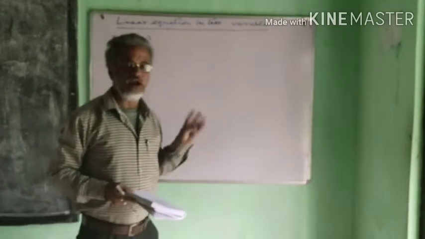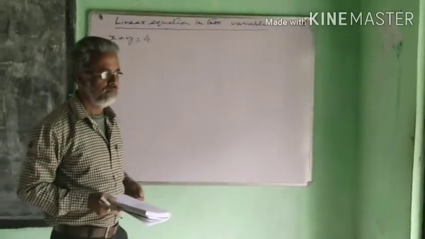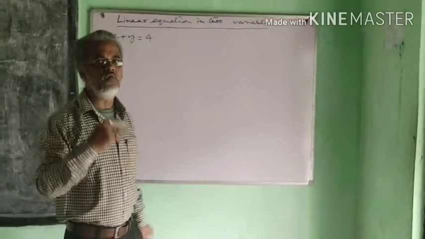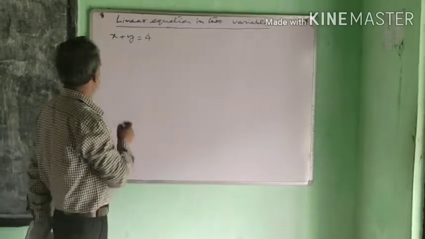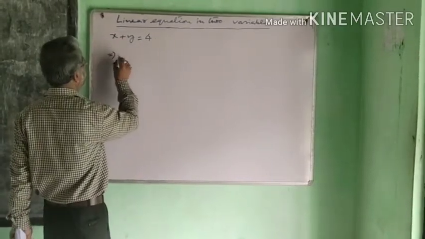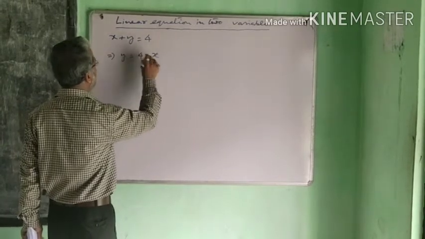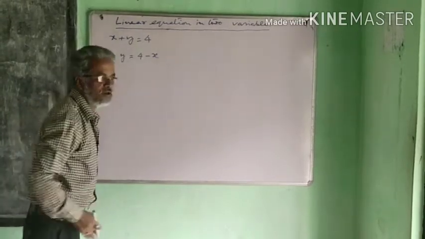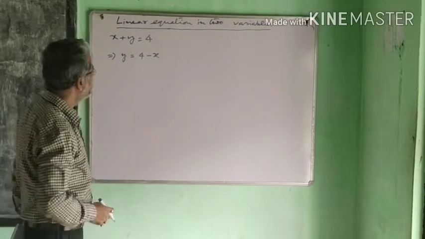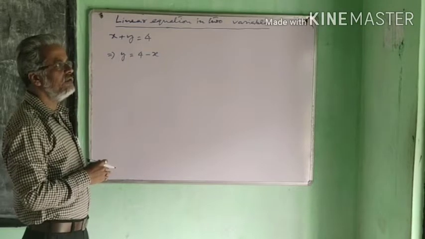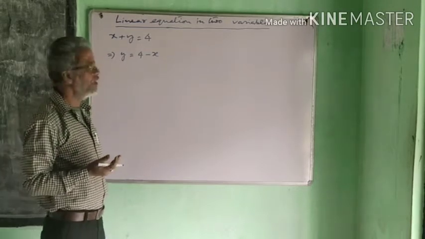While we solve such equations, we always solve the equation for y. What will be y? Y is equal to 4 minus x. Plus x is transferred to the right side, minus x. So the solution is done. What is the value of y? The value of y is 4 minus x.